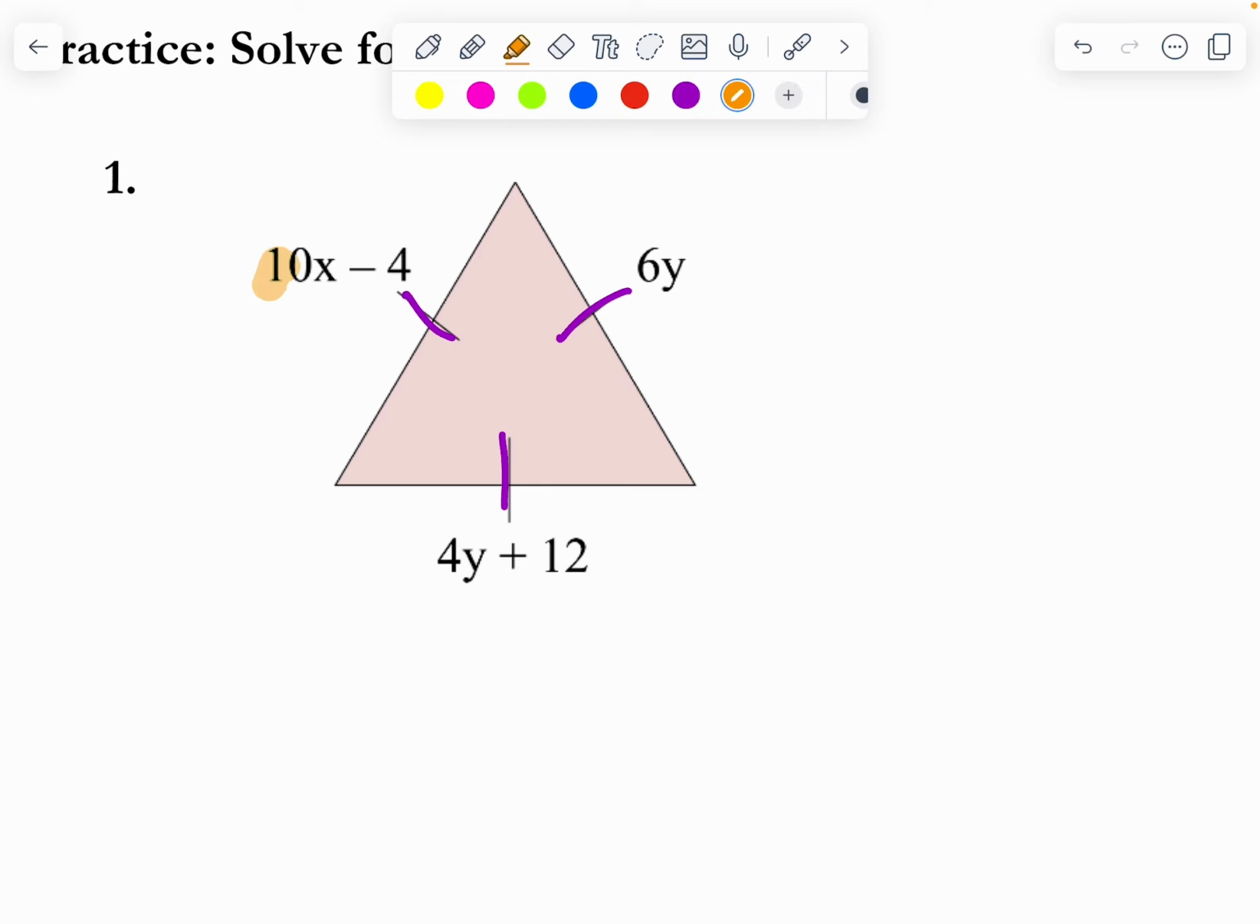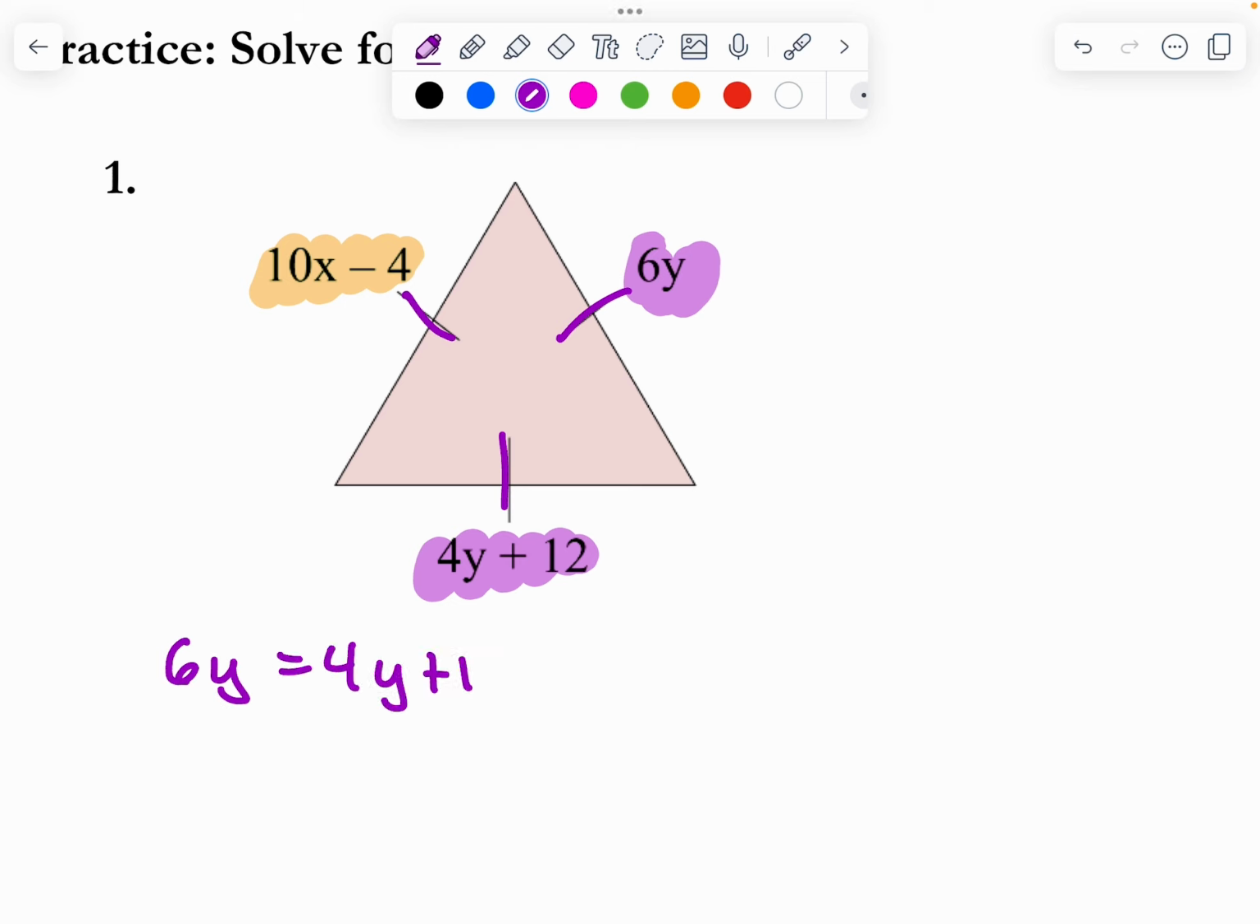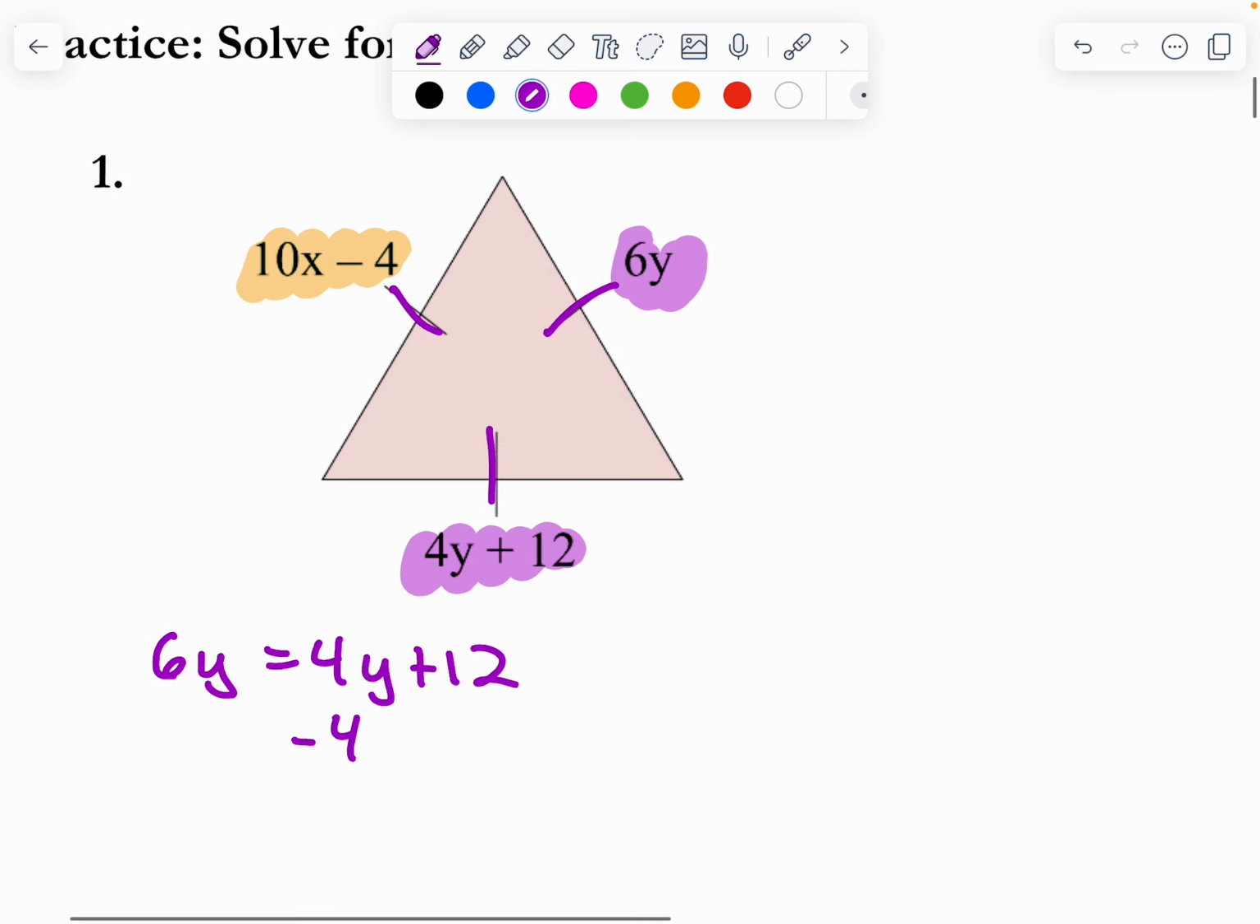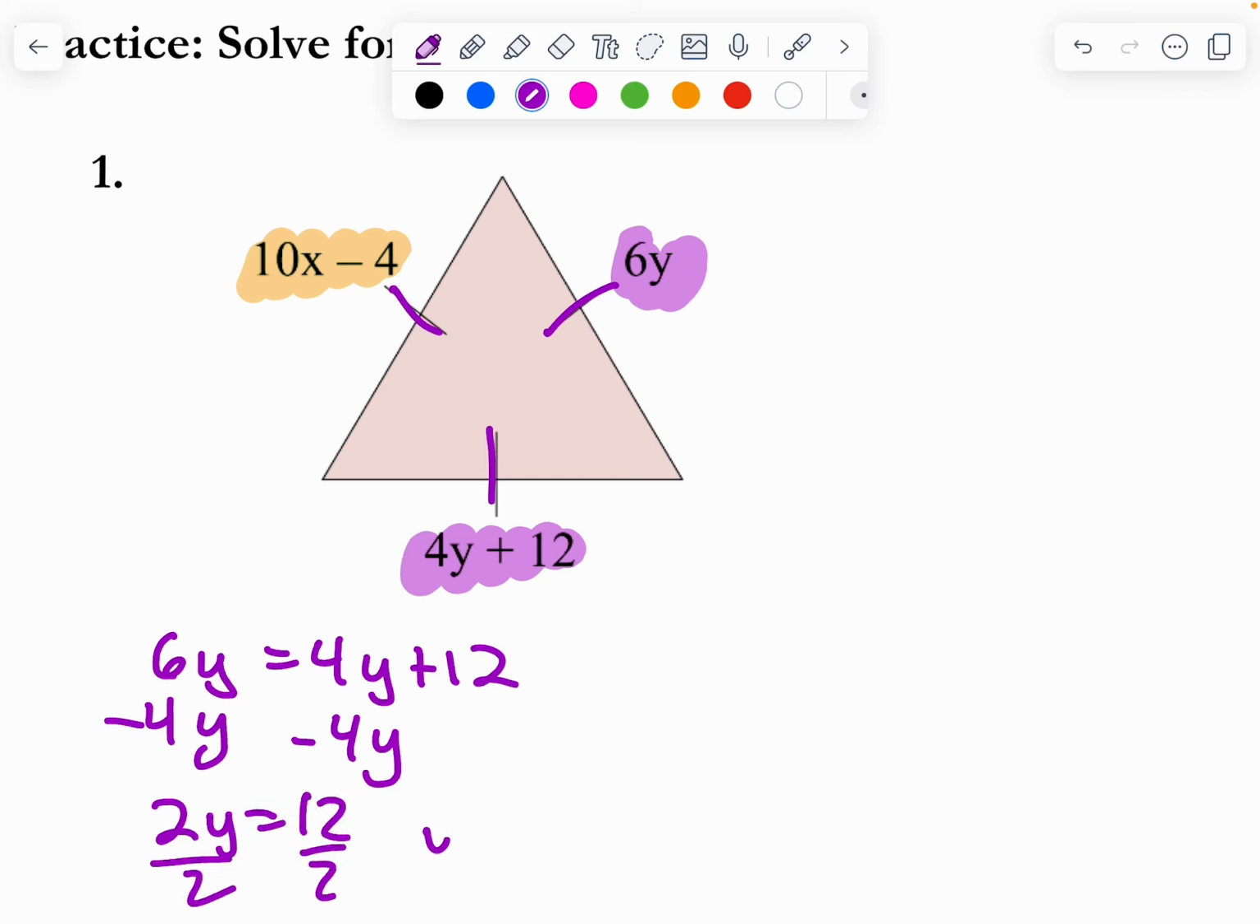Notice that here I also have an x, and that's not really going to help me too much yet. But I do see that I have a 4y plus 12, and I have a 6y there. Same exact variables, so I'm going to go ahead and use those for 6y is equal to 4y plus 12. That is true. Let's go ahead and solve for y. I'm going to go ahead and subtract 4y. I get 2y is equal to 12, divided by 2, y is equal to 6.